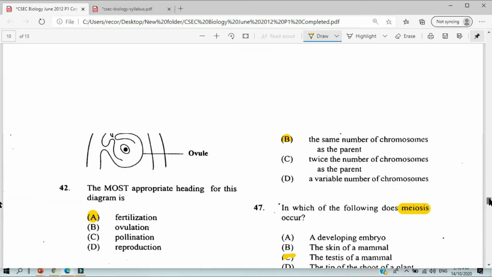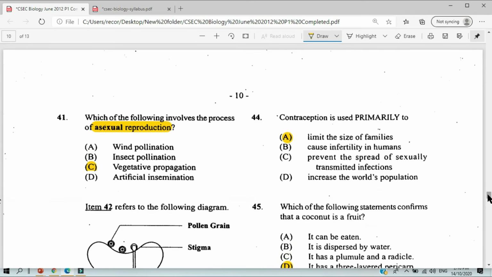Now let's look at question 44. Contraception is used primarily to limit the size of the family. Most women, or persons who are engaged in that sort of activity, would be using some form of contraceptive. The main reason for using this is to limit the size of our family, limit the growth of a population, not so much for the protection from sexually transmitted disease. That is something in itself.